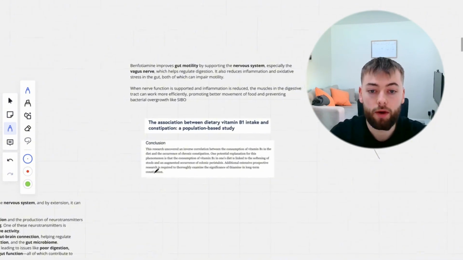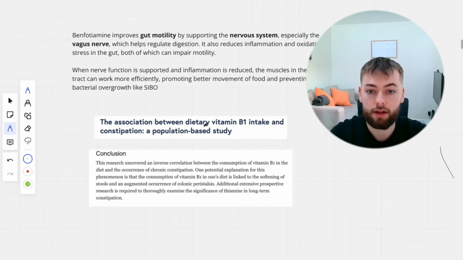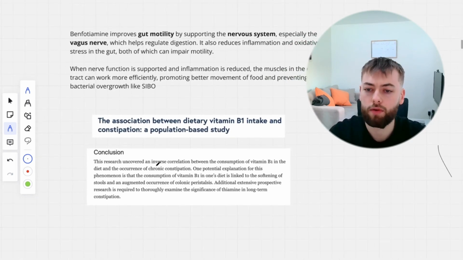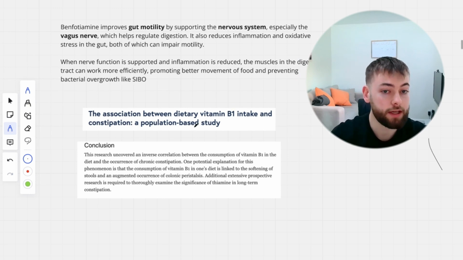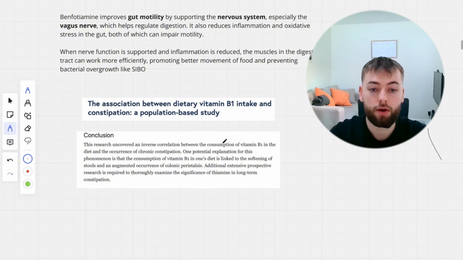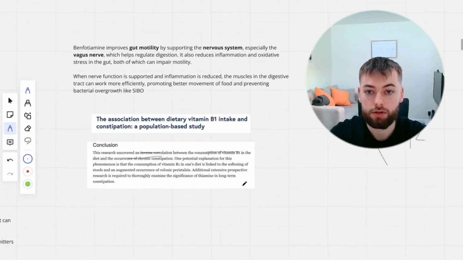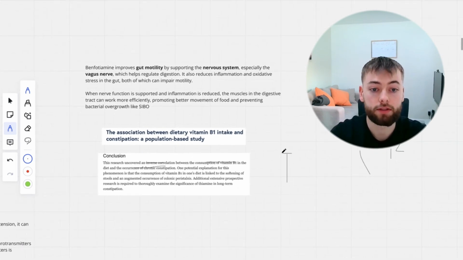And also, if you are interested in some studies, there was a study done recently. Actually, I'm not sure how recent this one is, but it shows the association between B1 intake and constipation. Again, thiamine and motility, really important. And it showed an inverse correlation between the consumption of B1 in diet and the occurrence of chronic constipation. So we need thiamine, guys, for this communication between our gut and our brain.